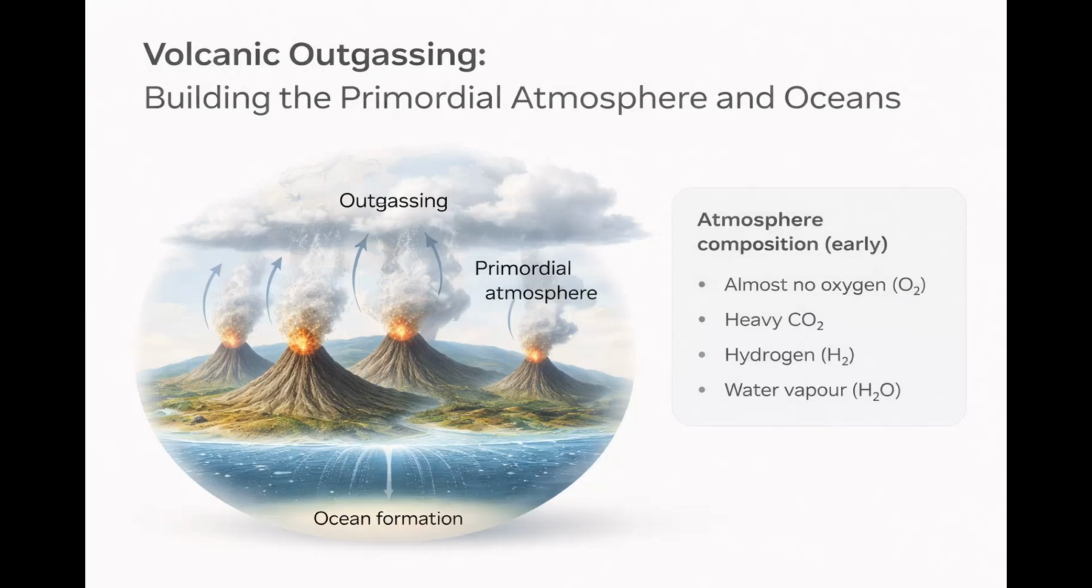As Earth began to cool from its earliest molten state, volcanic outgassing likely created the primordial atmosphere and then helped create the oceans. Outgassing means gases trapped inside Earth escaped through volcanoes. The early atmosphere contained almost no oxygen, which is a huge contrast with today. Instead, it was likely dominated by carbon dioxide, along with hydrogen and lots of water vapor. As temperatures dropped, water vapor could condense and fall as rain, gradually accumulating into oceans.